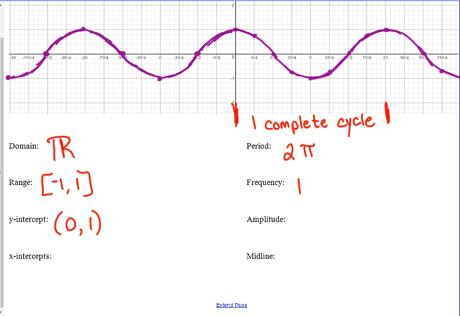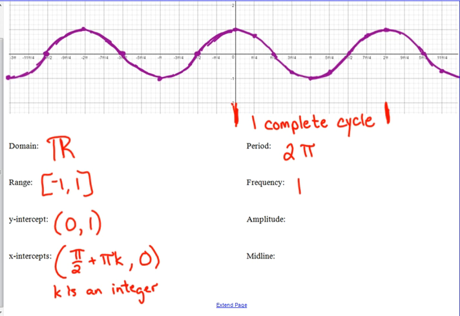Our x-intercepts, we still have a bunch of them. They just occur in some different places. We've got pi over 2, 3 pi over 2, 5 pi over 2. Here's how we write that. We start with pi over 2 and we add pi k, where k is still an integer, but we're not starting at 0 this time. We start at pi over 2 and add from there. So if we add pi to it, we get 3 pi over 2. If we subtract pi from it, we get negative pi over 2, etc.